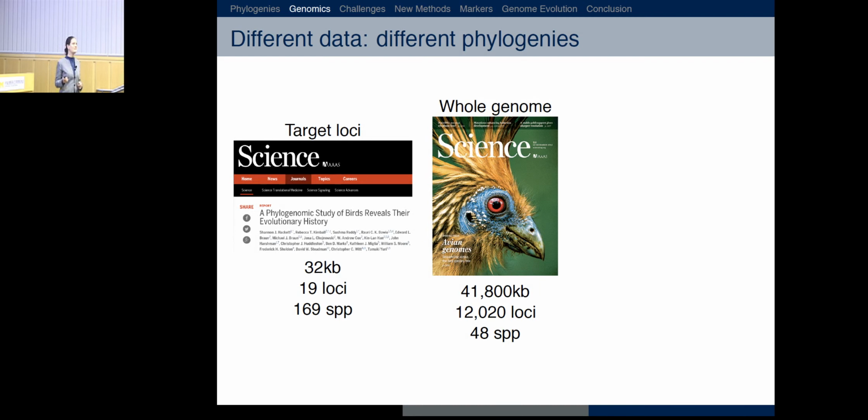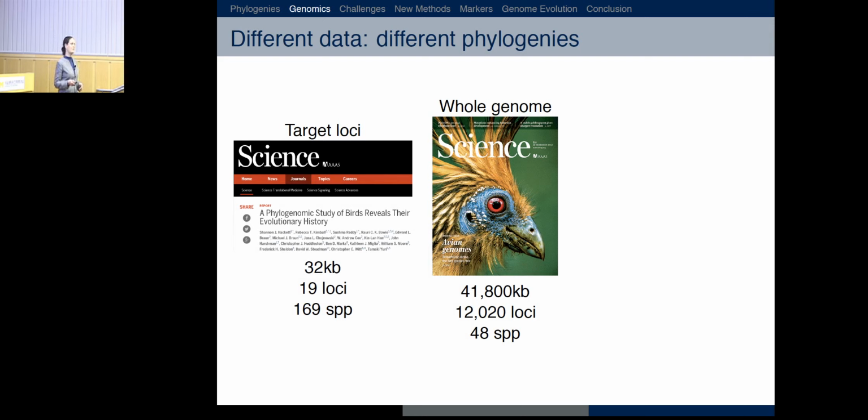They've upgraded in 10 years, not even 10 years, 7 years. So now we have 12,000 loci. Pretty much most of the genome, the parts that they're able to align. They've only got 48 species, because if you've ever done whole genome assembly and alignment, that's a lot of work. So they're limited on the number of species. But that's a lot of data.